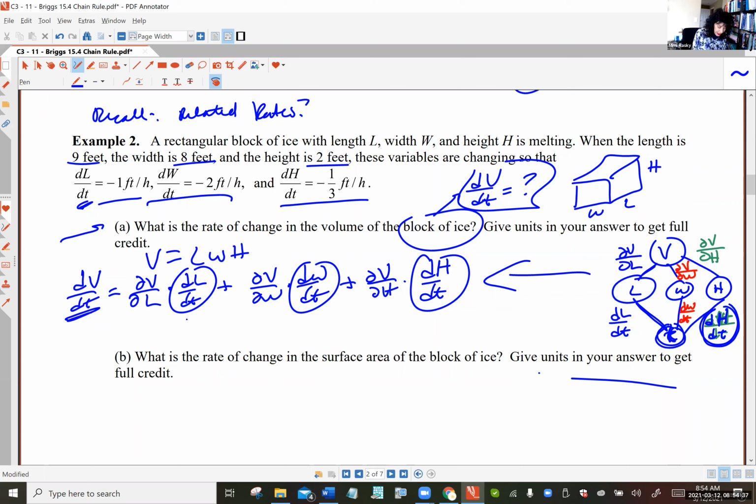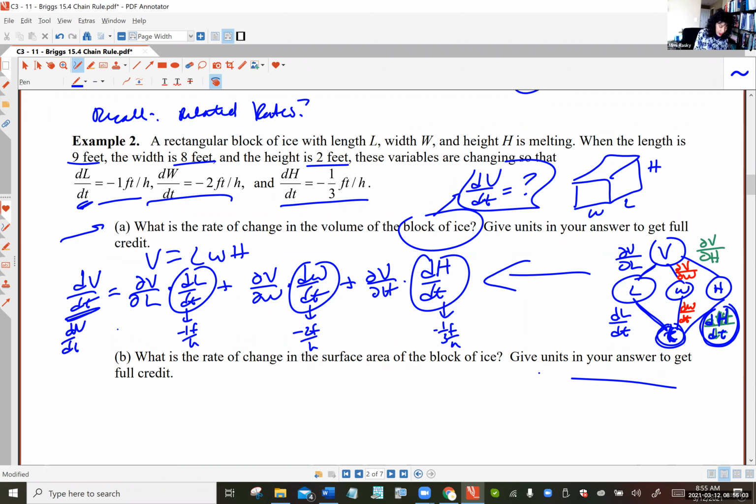What do you mean? Well, dLdt was -1 foot per hour. It's given. And the changing width with respect to time was -2 feet per hour. And the height was changing at a rate of -1/3 foot per hour. So those are given. So you just have to go get the partials of volume V with respect to L, W, and H. Let's do that in order here.